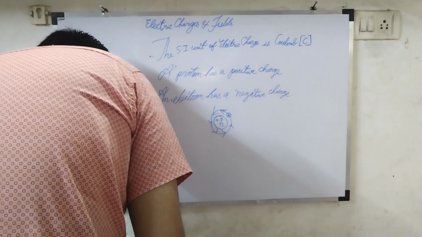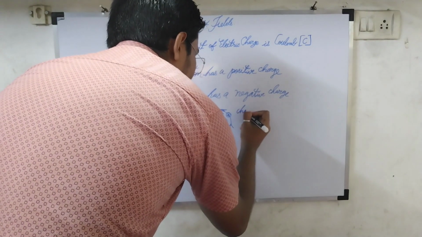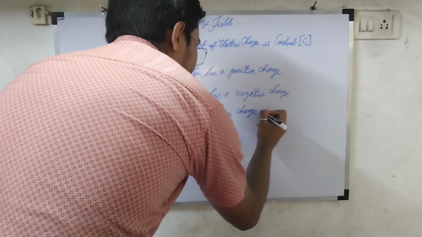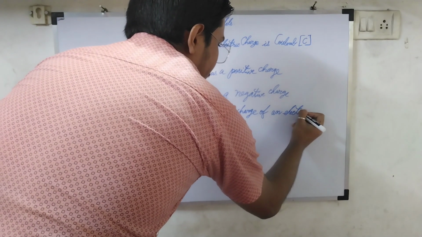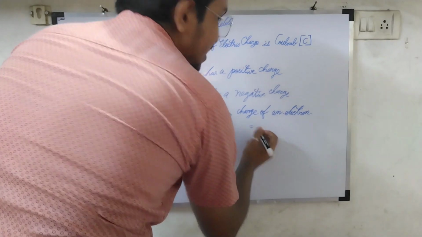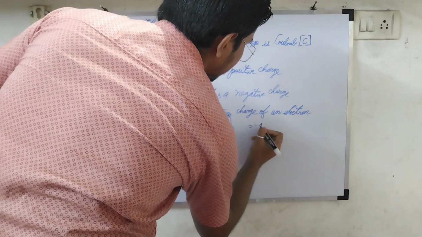So now, what is the charge of an electron? Minus 1.6 into 10 to the minus 19 Coulomb.